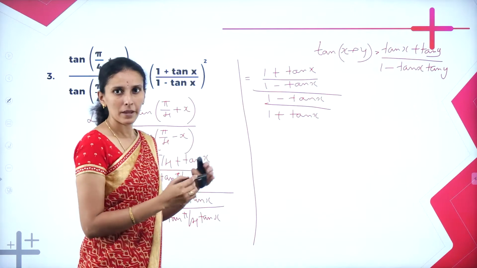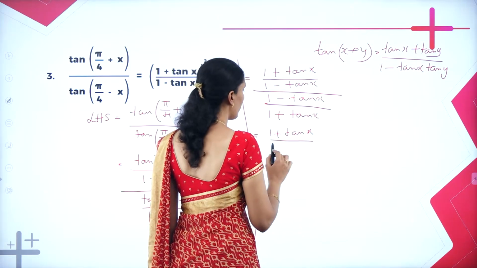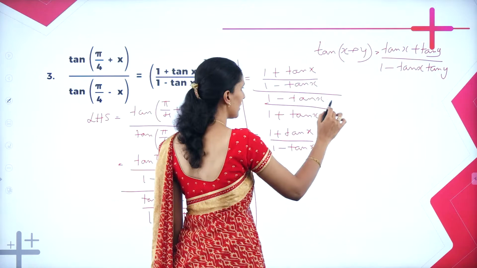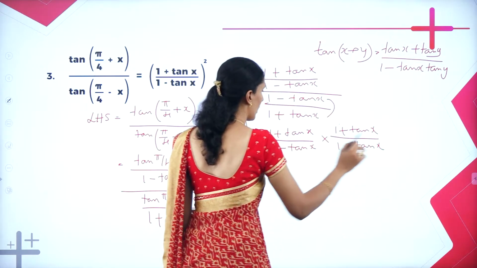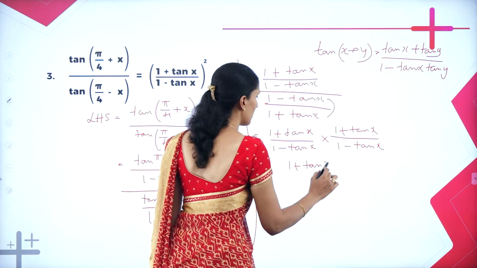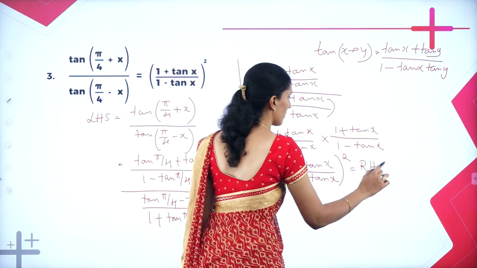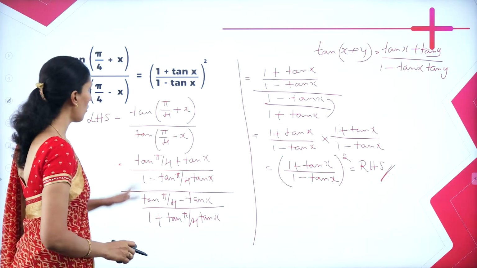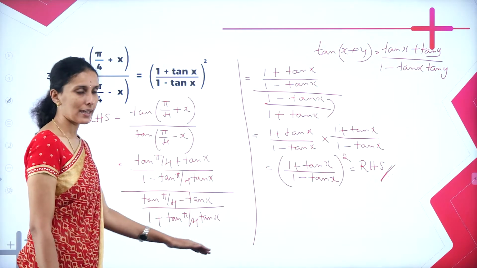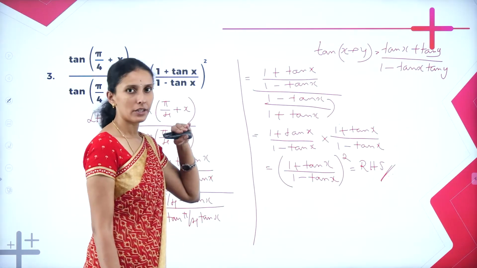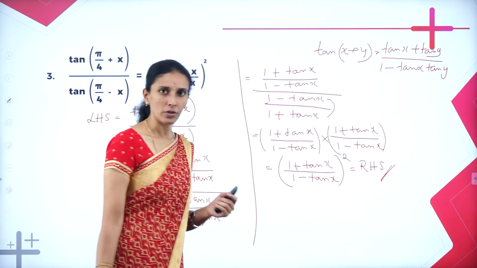So this is in the form of a by b over c by d. So you can cross multiply. So this becomes (1 plus tan x) by (1 minus tan x) into, take the reciprocal of this here, which is (1 plus tan x) divided by (1 minus tan x). That is equal to ((1 plus tan x) by (1 minus tan x)) whole square, which is your right hand side. Very simple proof. Apply the formula of tan (x plus y), tan x plus tan y by 1 minus tan x tan y, and tan (x minus y). So this is what you will get. Numerator and denominator, you will get the same value. When you take the reciprocal of the denominator, the term repeats here 2 times. So it is whole square.